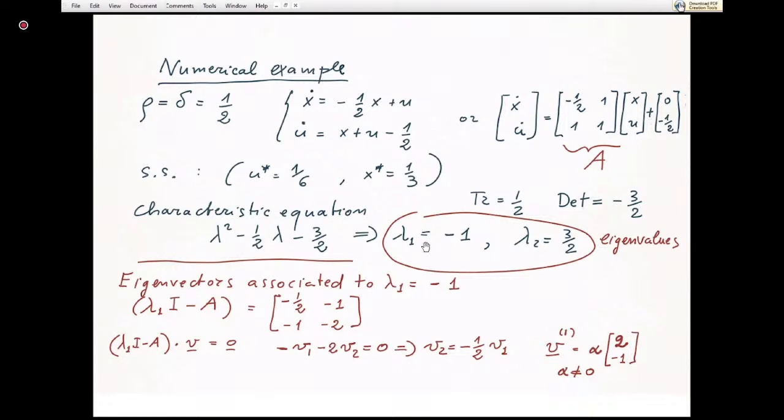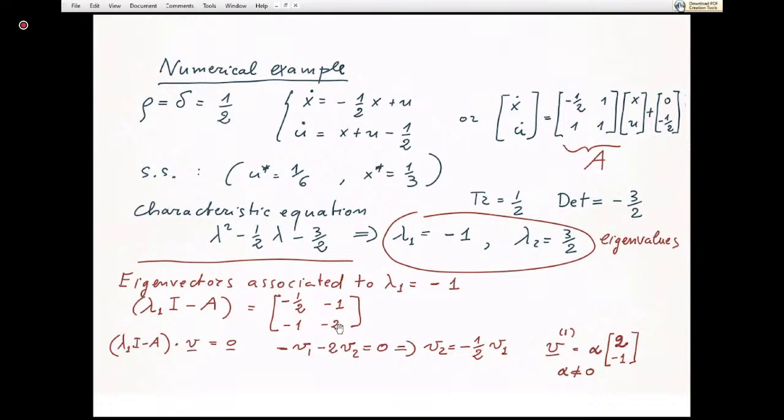We have two eigenvalues, minus 1 and 3/2. One is negative, one is positive. We can find the eigenvectors associated to lambda 1 equal to minus 1. So we build the matrix lambda 1 identity minus A. We multiply it by a vector. Here the vector is denoted V, but we could denote it as X as well.